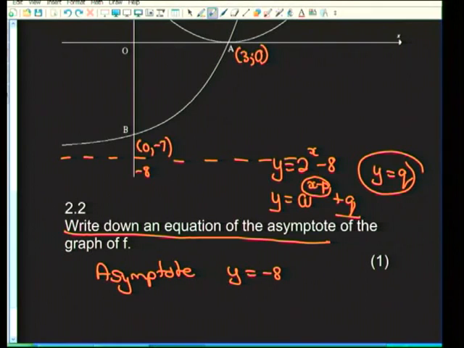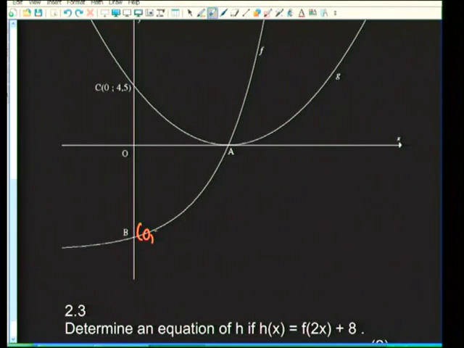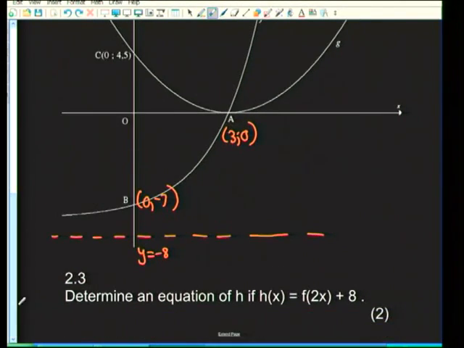Right, let's see what the next question asks. So it's 0, minus 7, 3, 0, and this is y equals minus 8. Right, let's see what it says. Determine the equation of h of x if h of x is equal to f of 2x plus 8. Well, that's not going to be hard. We know what f of x is. f of x is 2 to the x minus 8. So what would the f of 2x be?